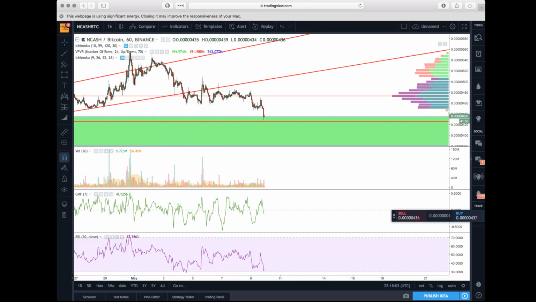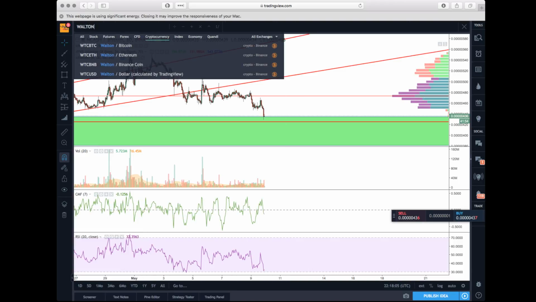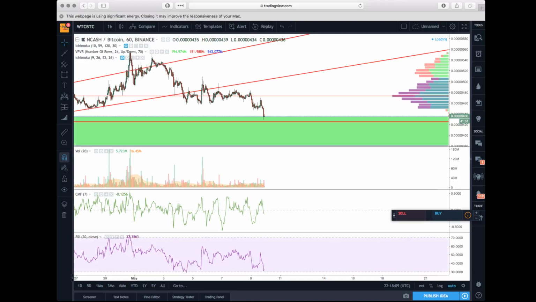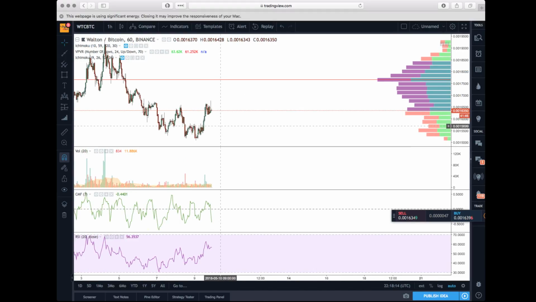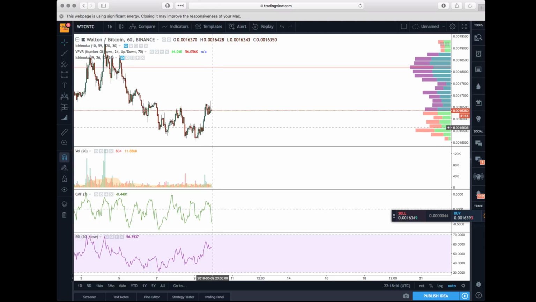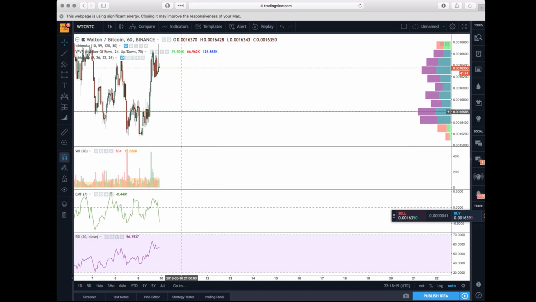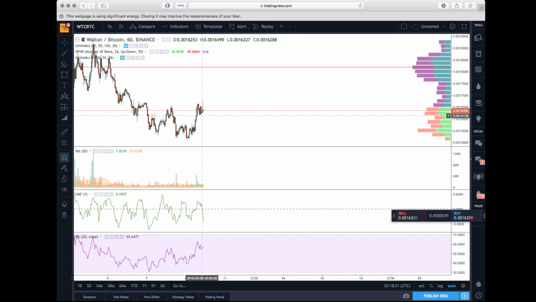All right, let's look at Walton. Well, I mean, that looks... Okay. This is a 1 hour. So that looks like a bullish pattern, candlestick pattern there. But this CMF worries me. I would really want to see that turn up.